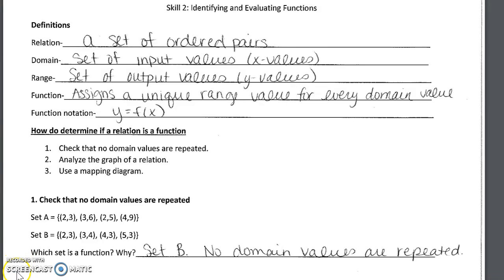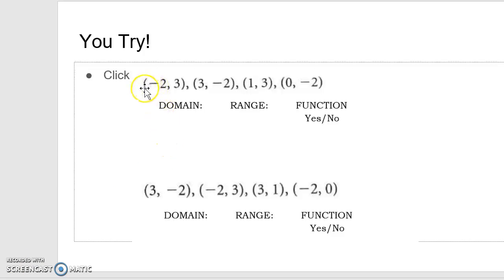Go ahead and grab your whiteboards, and we're going to do a whiteboard problem together. All right, so you've got this, it's -2, 3, 3, -2, 1, 3, and 0, -2. So the question is, is it a function or not? If it is a function, you can list your domain values here and your range values here, and then you're going to do that for that second one. So go ahead and pause the video, it'll probably take you maybe 30 seconds to a minute. Answer whether it's a function or not. If it is a function, list your domain and range values. All right, go ahead and pause the video and try that.